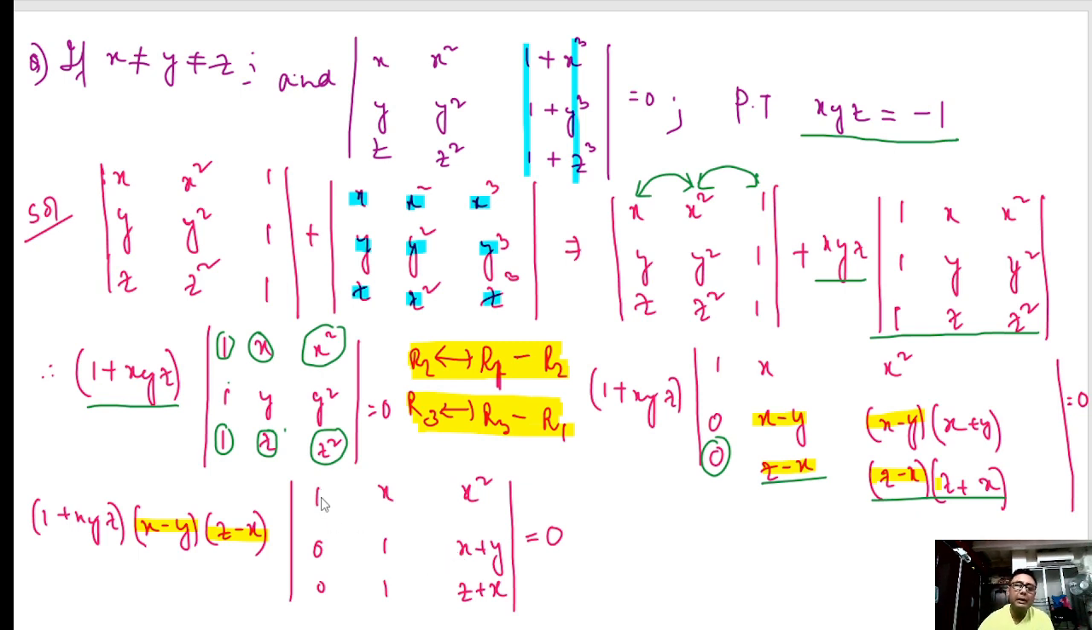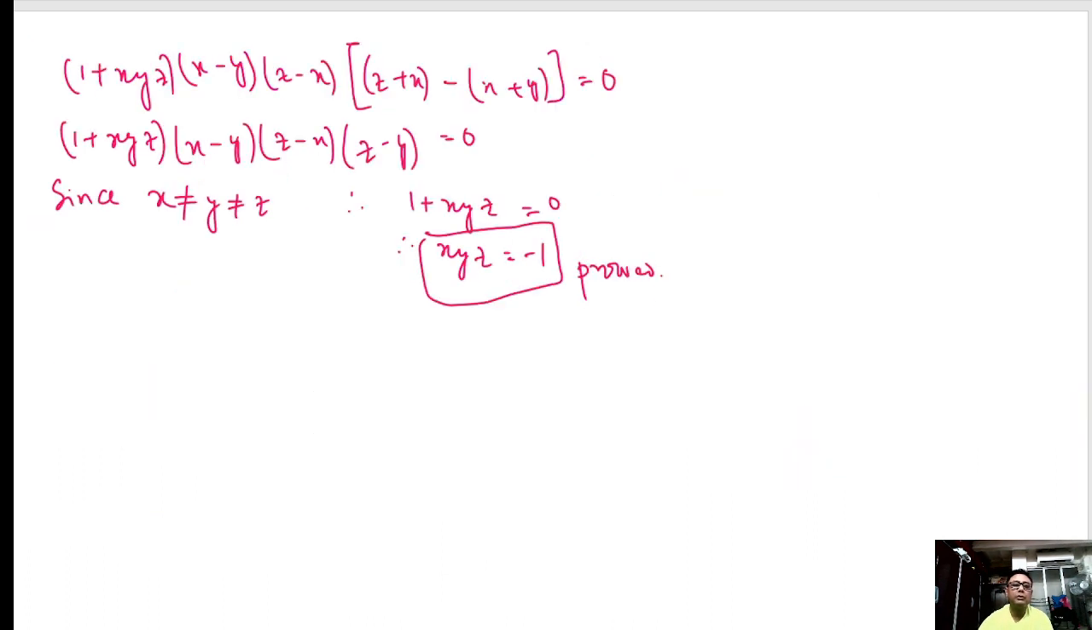Now expanding along the first column, that means we will put here plus, minus and plus. So for 1 we have to take only this one, and 0, 0 is of no use. So what do we get here? If I expand it, it will be Z minus plus X into this. So now solving it, we get this.